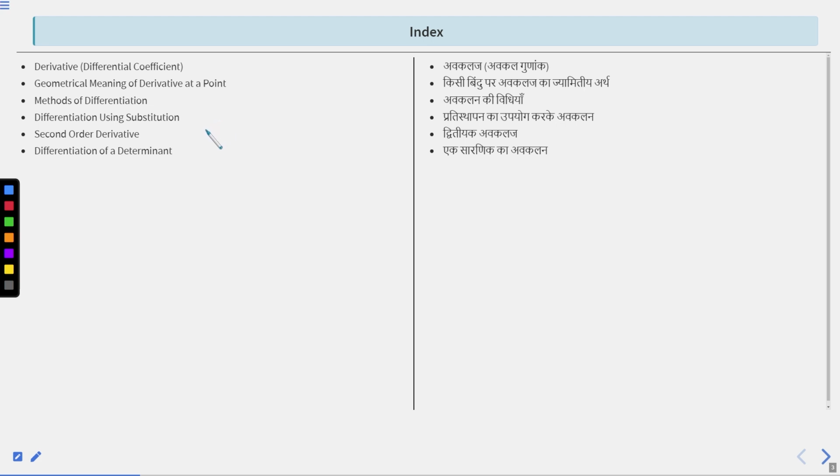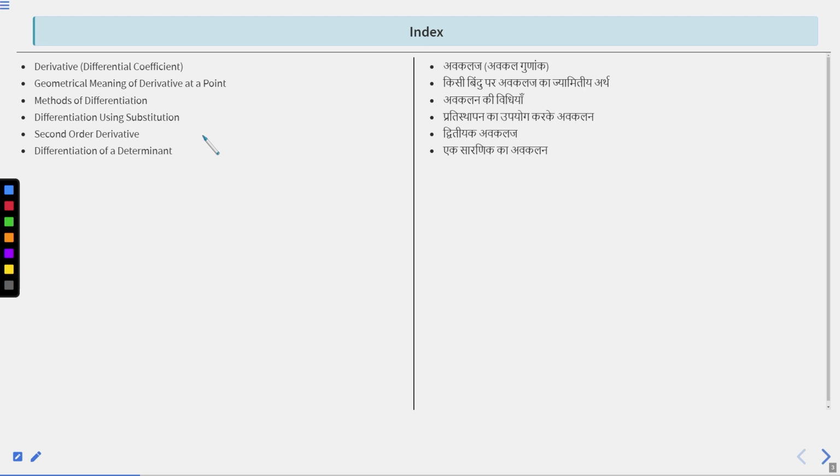Right? After this, we will jump to the differentiation using substitution. In this method, suppose we are given two functions, x and y, in terms of a parameter such as theta or t, right? So first we will differentiate x with respect to t and y with respect to t, and if we have to find dy by dx, then we will divide dy by dt upon dx by dt. That's how we will get dy by dx, right? So this is differentiation using substitution.